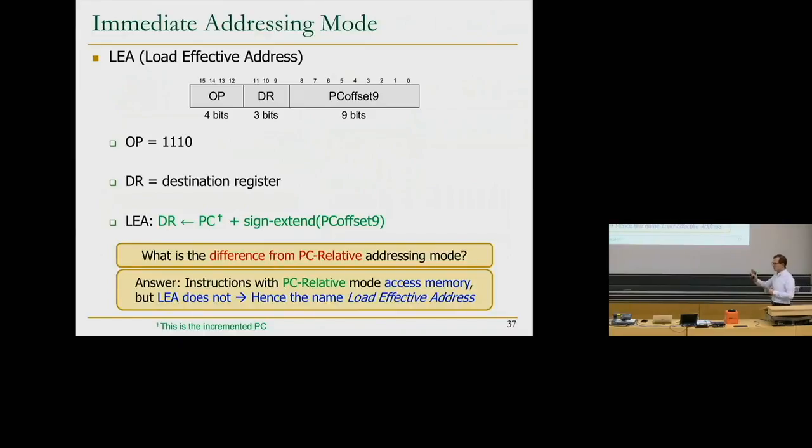And if you read the book, you will see why this is useful. Basically, instructions with PC relative mode access memory, but LEA does not. LEA just calculates an address with the PC and this offset, and then puts that into a register. That's why it's loading an effective address. Actually, I don't like the word load over here, because load means that you're loading from memory, but this is really not loading from memory. So don't get confused. But all ISAs have idiosyncrasies like this.